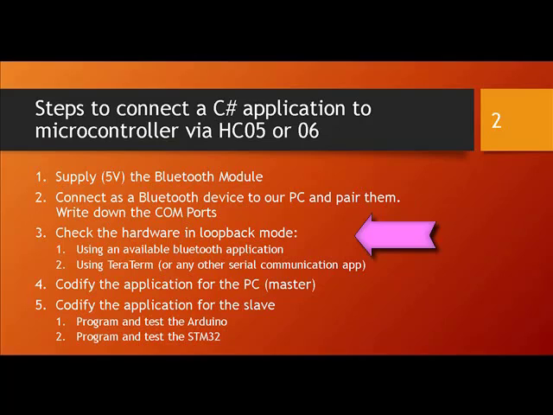This means that we will type a character, and the same character or signal or message that is received in the slave is transmitted to the master. Logically, the master can compare the transmitted message and the received one and check that they are the same. We are going to do that using an available Bluetooth commercial application.